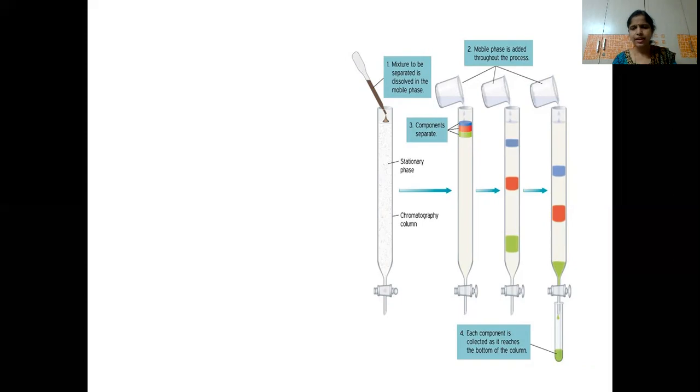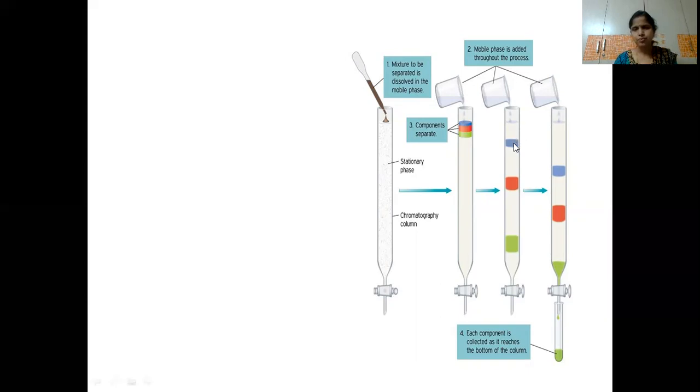You can see this light yellow-green colored component has traveled to a larger extent. It has traveled further because it is more soluble in the mobile phase. When the mobile phase interacts with that green component, because it is more soluble in the mobile phase, it travels all along with the mobile phase. Then comes the red one. The red component has lesser affinity, or lesser solubility, towards the mobile phase.